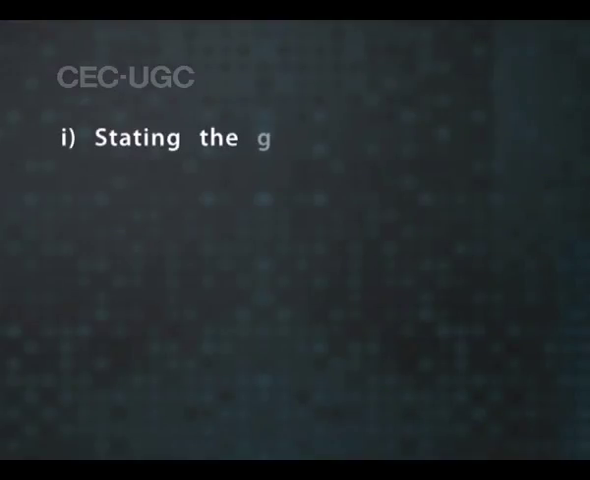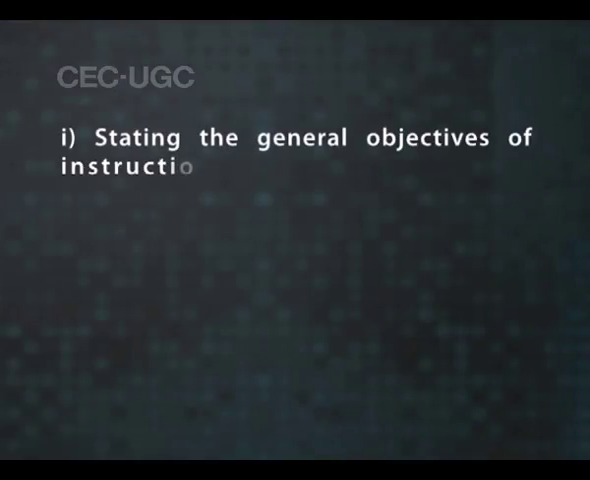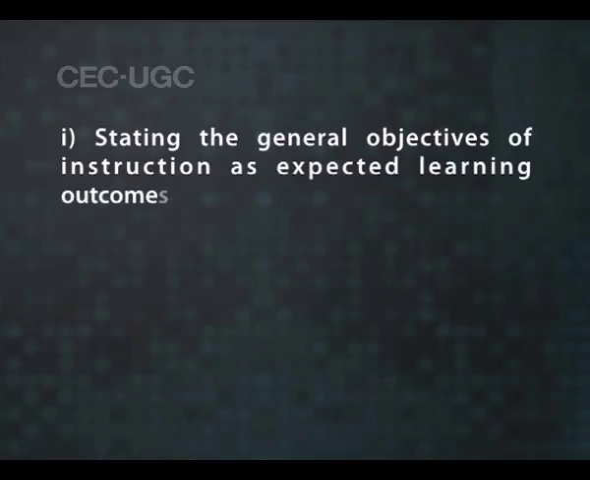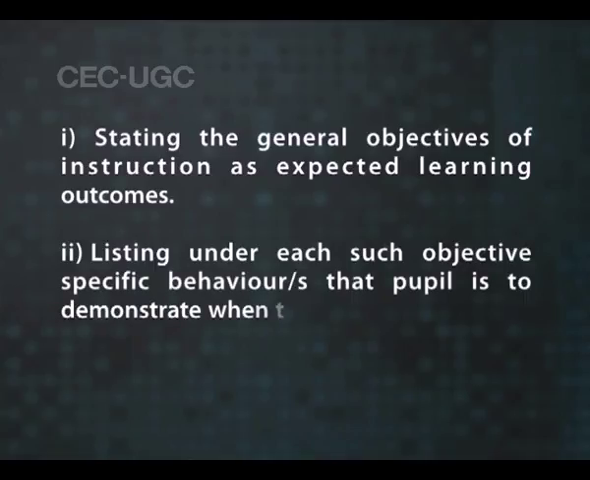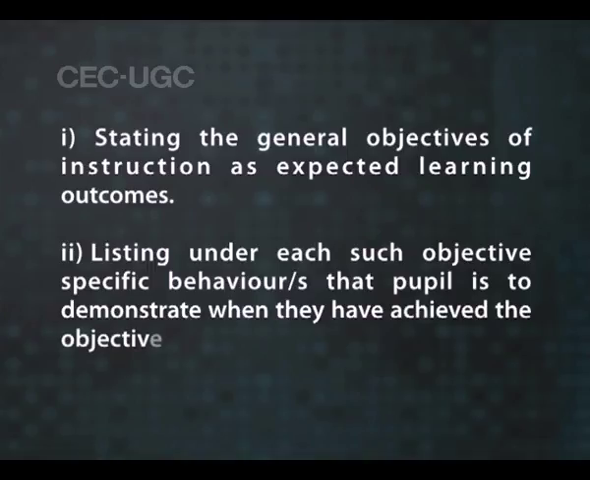Example of Gronlund's method of stating the objectives as learning outcomes. A list of objectives for a course or unit of study clearly conveys the intent of the course of instruction. This is accomplished by defining objectives in 2 steps. Stating the general objectives of instruction as expected learning outcomes, and listing under each such objective specific behaviors that pupils are to demonstrate when they have achieved the objective.